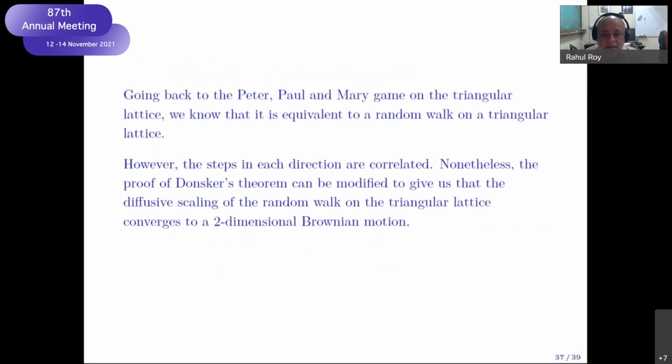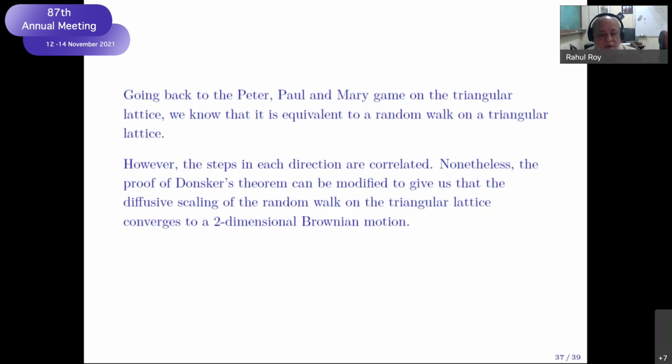So now let's go back to Peter, Paul, and Mary's game on the triangular lattice. We know that it's equivalent to a random walk on a triangular lattice. The problem here is that there was correlation. Here the steps in each direction are correlated, because if Mary moves one step, then Paul must necessarily lose one, or Peter. So the steps in each direction are correlated.